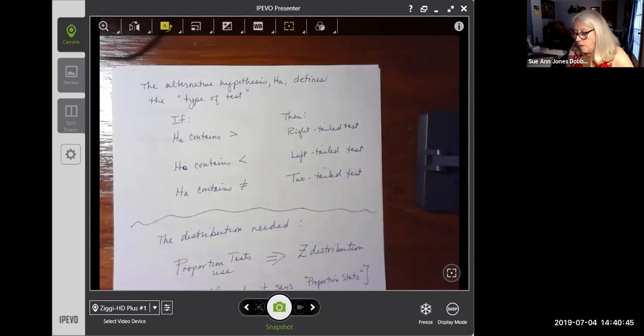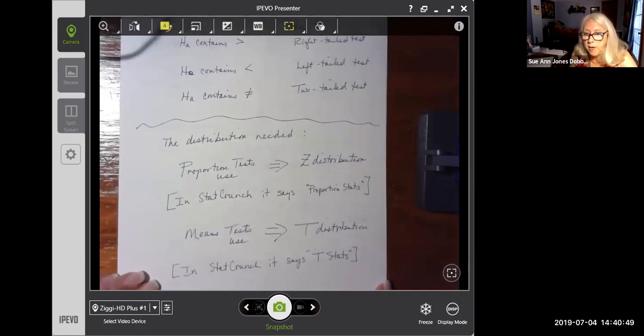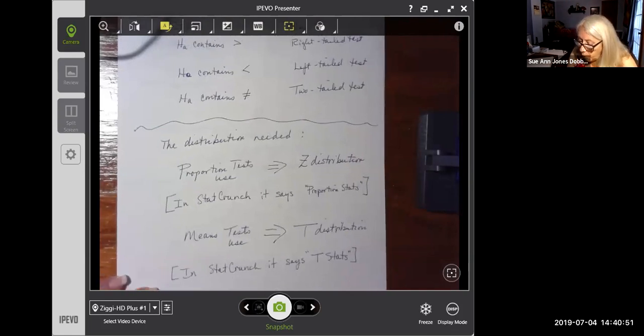Okay, so the next thing is to consider what distribution we need. So for proportions and means tests, which are the only two tests that we're going to learn to run in this intro class, we use the same distributions that we did in the previous chapter.